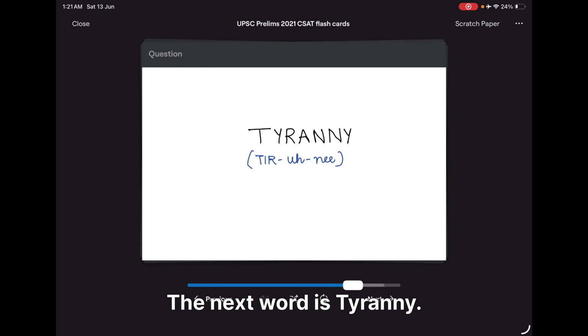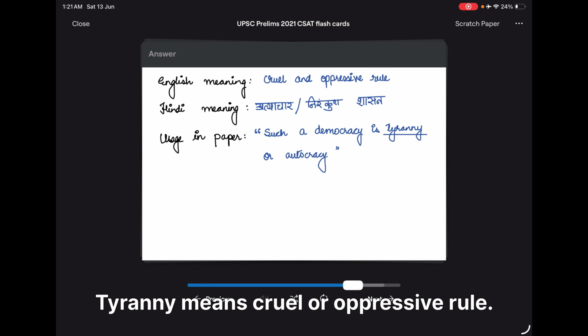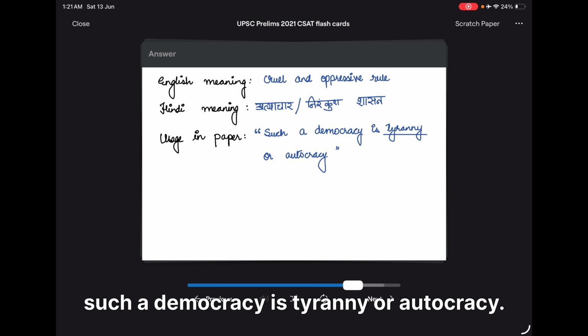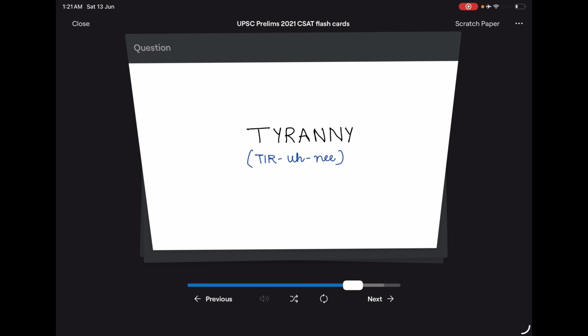The next word is tyranny. Tyranny means cruel or oppressive rule. हिंदी में इसका अर्थ है अत्याचार या निरंकुश शासन. In the paper it was used as such a democracy is tyranny or autocracy.